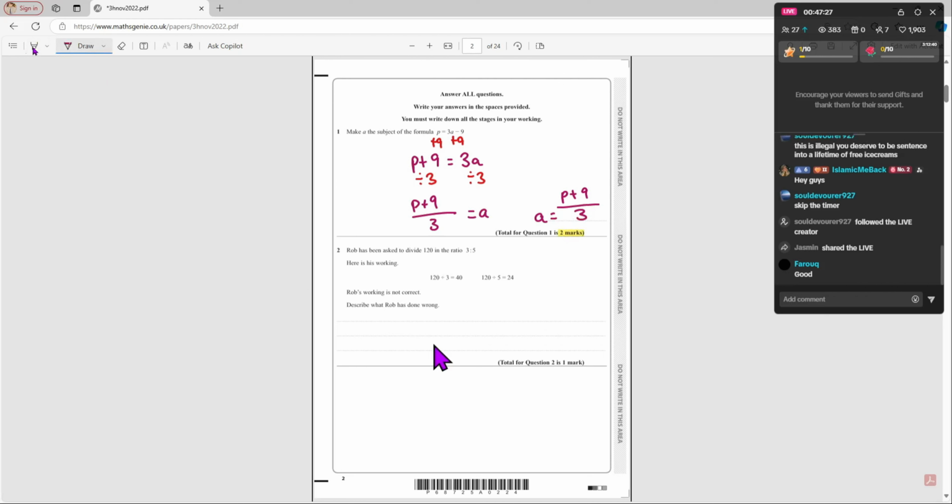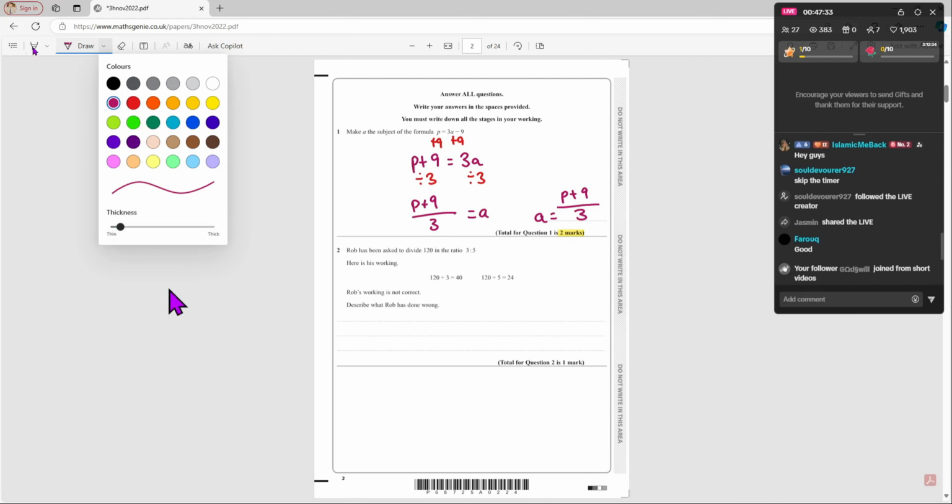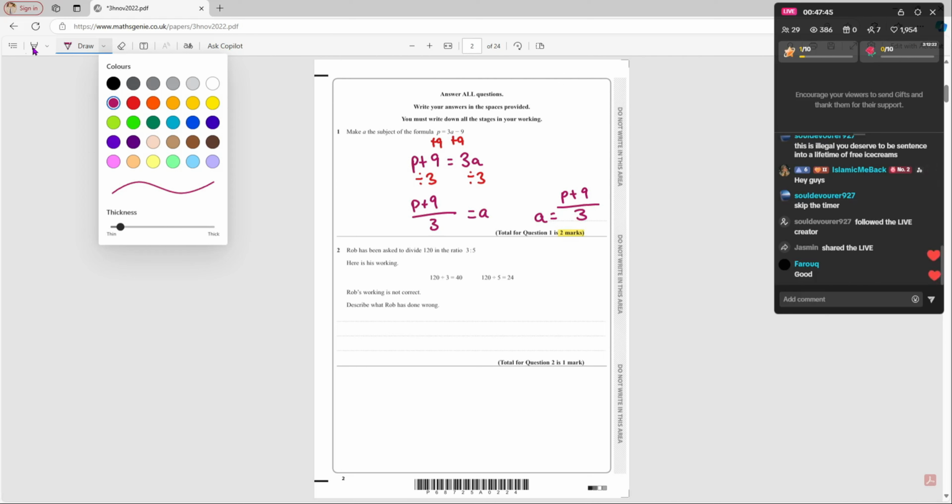So, moving on to our next question, we have question number 2. Rob has been asked to divide 120 in the ratio 3:5. Here is his working. Rob's working is not correct. Describe what Rob has done wrong. What has Rob done wrong? So he did 120 divided by 3, and then he did 120 divided by 5. So what has he done wrong? In the chat, tell me, what has he done wrong?